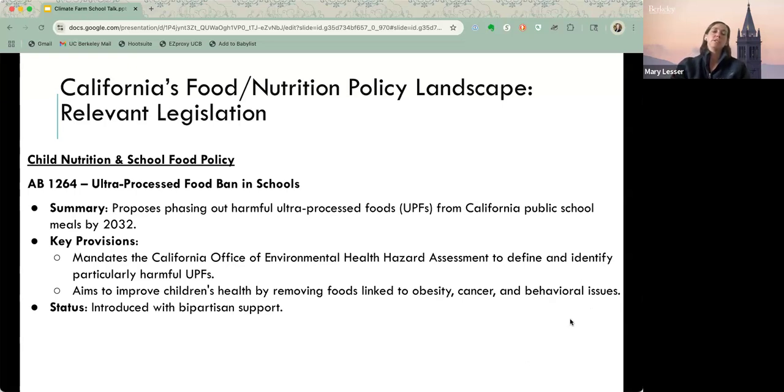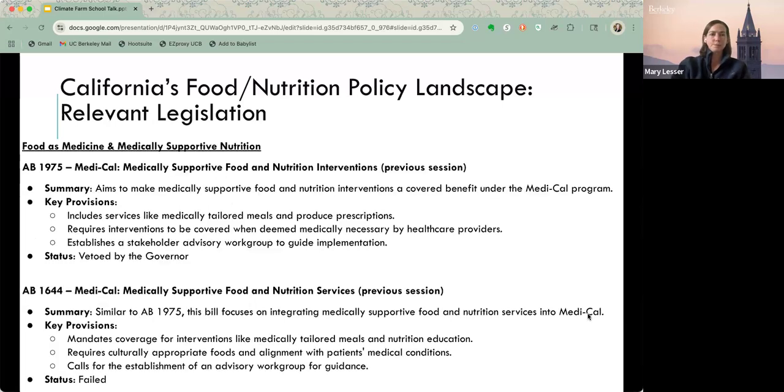So part of this legislation is to help with defining that. So these are the two pieces of legislation that unfortunately failed, or this one, AB 1975, was vetoed by the governor. This one would have made medically supportive food and nutrition interventions basically a covered benefit under the Medi-Cal program from here on out.